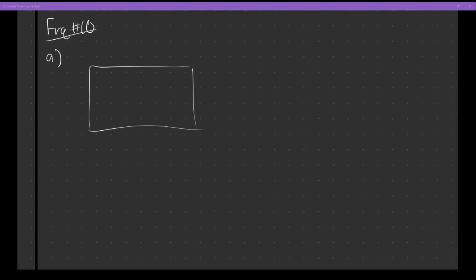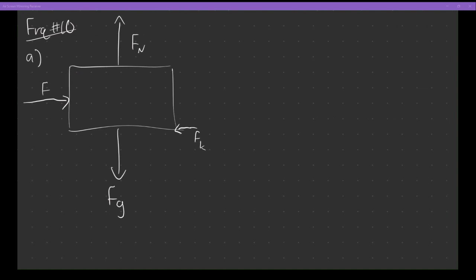So, there's an F. There's an F of K. There's an F of G. And there's an F of N. And those are the four forces acting on this block.